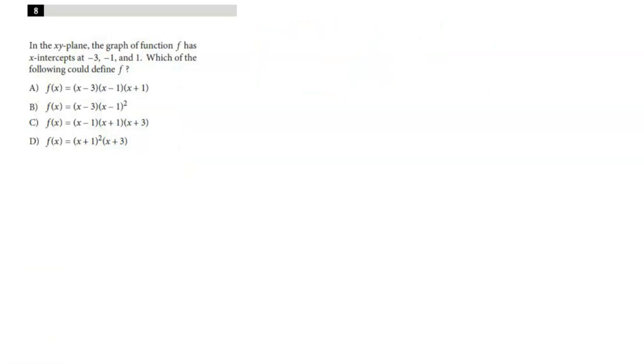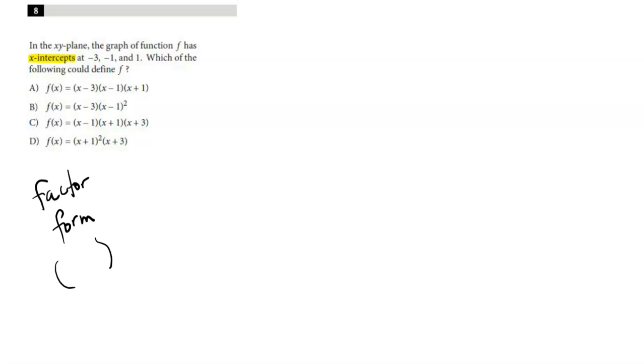Number 8. In the xy plane, the graph of the function f has x-intercepts. All right, so that's important. We're talking about the x-intercepts at -3, -1, and 1. Which of the following could define f? The first thing to understand is all of these are written in factor form.